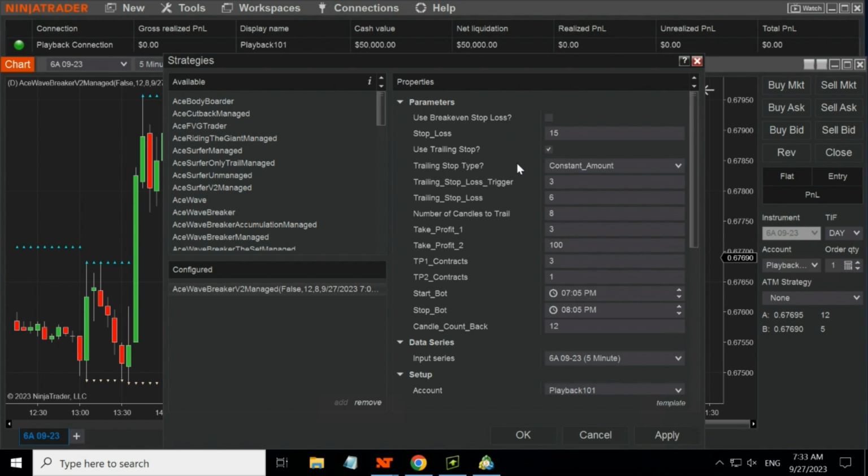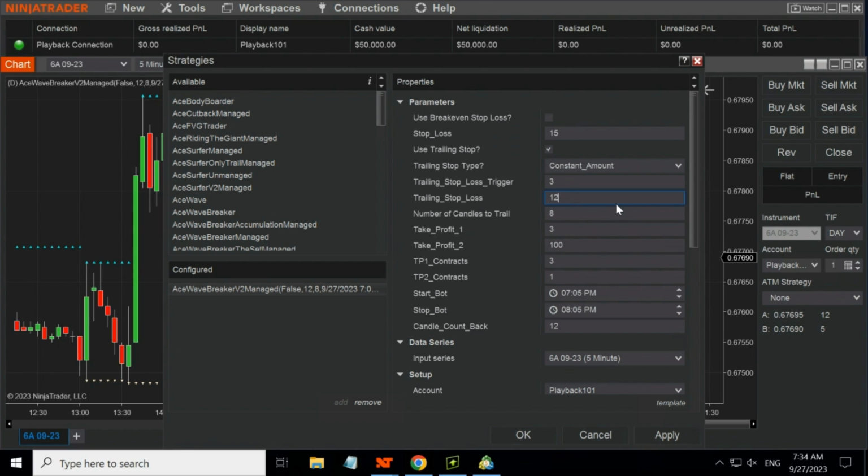So what's going to happen now is this trailing stop is going to move up at a constant amount. Okay, it is still going to trigger at that point. So I'm still going to keep my stop loss at 15. I'm using a trailing stop, constant amount. I'm going to have a trigger of 3, but I'm going to trail probably, I like to have it anywhere between 8 to 12 ticks as my trail.